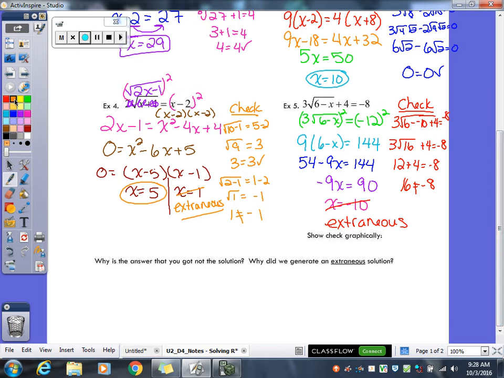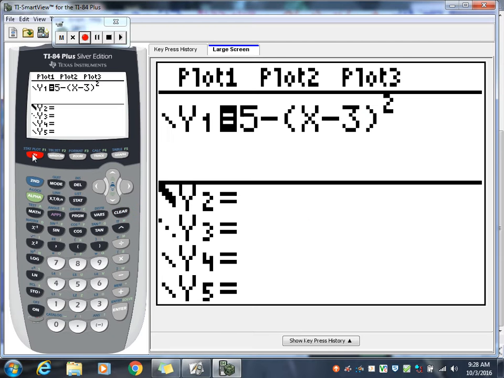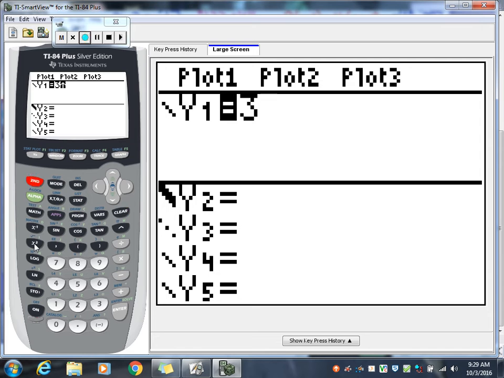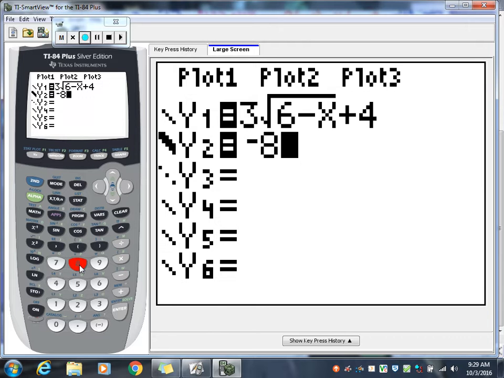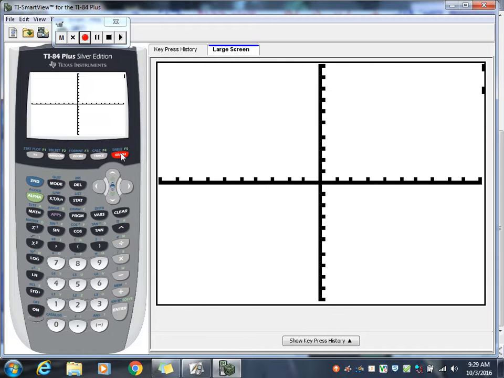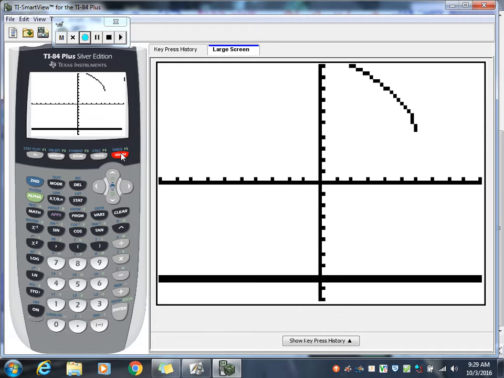So if we tried graphing this, we're going to type this part into y1 in our graphing calculators and this part into our y2. We go to our calculator: 3 square root of 6 minus x. Make sure you leave the radical, and plus a 4. And our y2 is a negative 8. So then if we look at the graph of it, we can see here's our radical, here's our negative 8. They never actually intersect with each other, so there's no solution for that. The number we got is an extraneous solution for that reason.